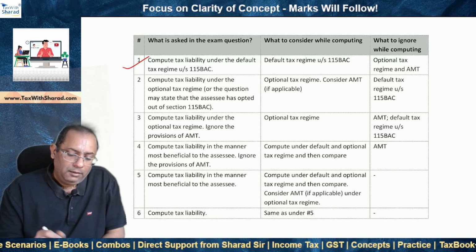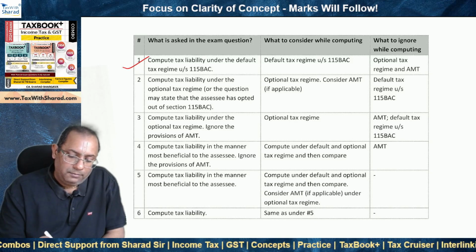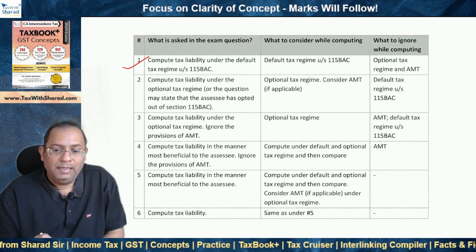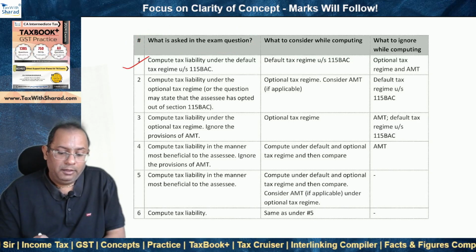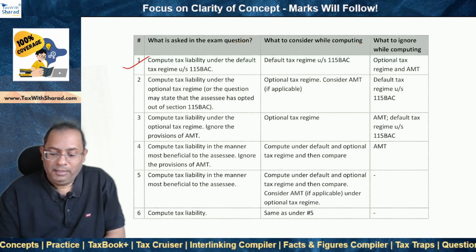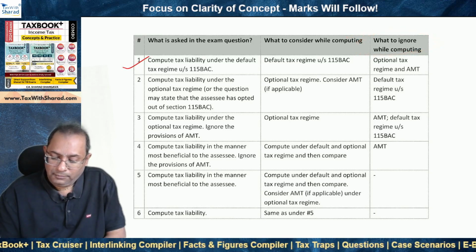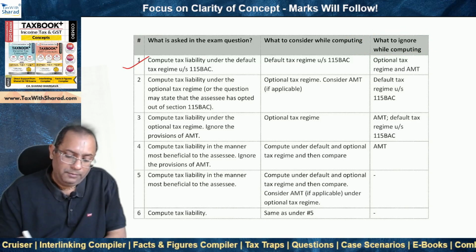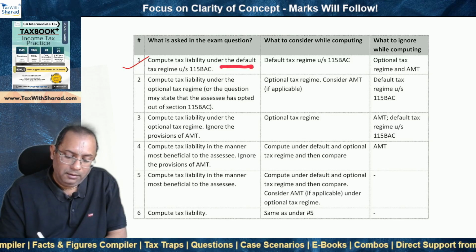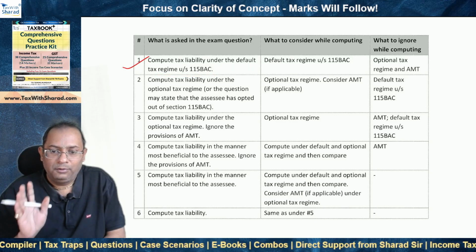This table has a column where I mention what is asked in the exam question, what could be the language or the wording of the question, and then I'll tell you what to consider while making computation of tax liability and what you should ignore. So let's move to number 1. In this case, what the question may state is: compute tax liability under the default tax regime under section 115BAC, full stop. That's it. The question is very clear.